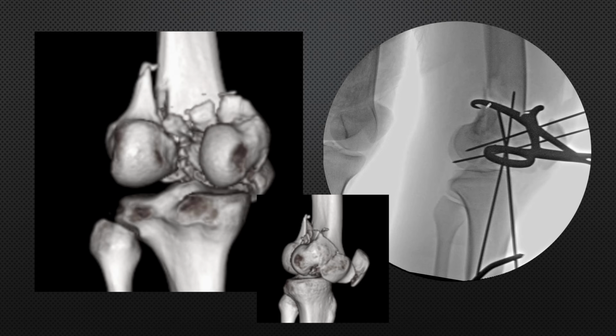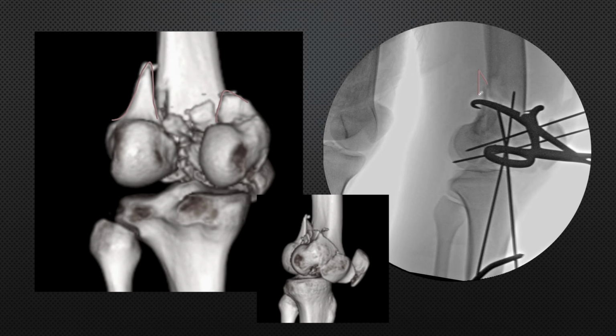Now you see here, with the help of clamps we have reduced these spikes with the remaining part of the metaphysis. So reduction of these spikes is critical. That can be seen in C-arm. There should not be any overriding in this zone. Minor translation can still be accepted, but definitely there should not be any shortening, like this fragment should not lie somewhere here like this, otherwise there will be malreduction on the articular side as well.